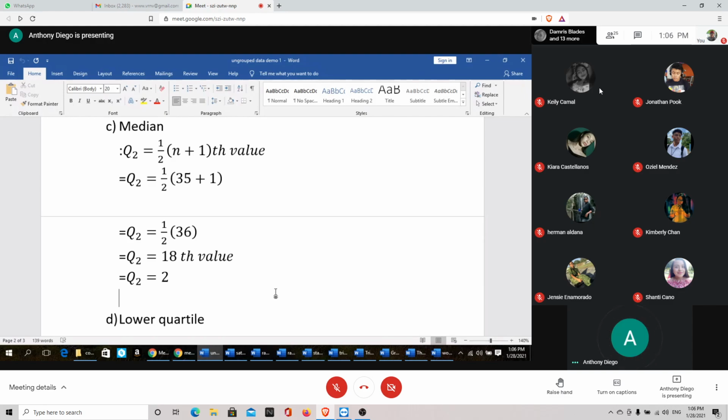Now, I'll be showing you how we find the trim mean as well as the percentile of a given set of data. So first of all, I will begin with the trim mean when it comes to raw data, how we find the trim mean for raw data.